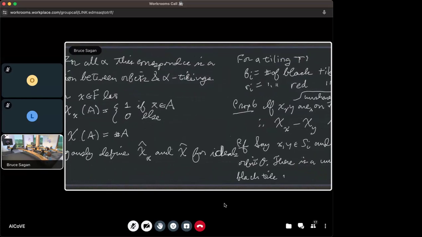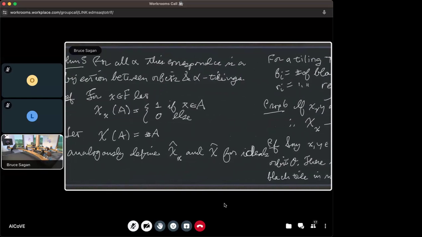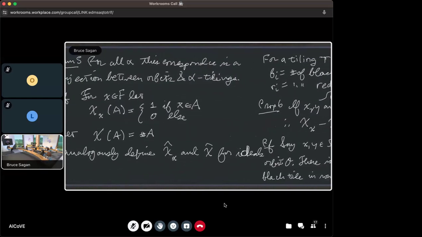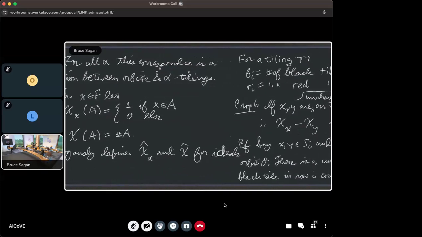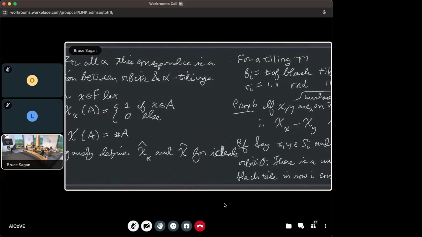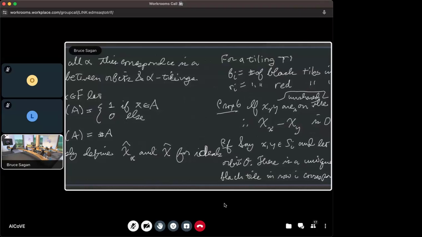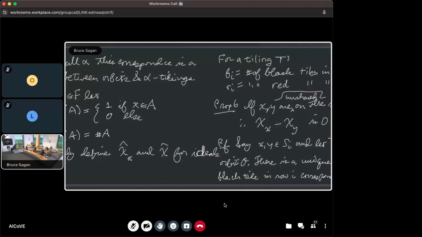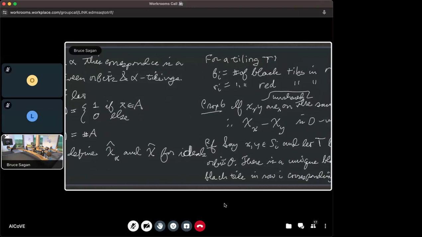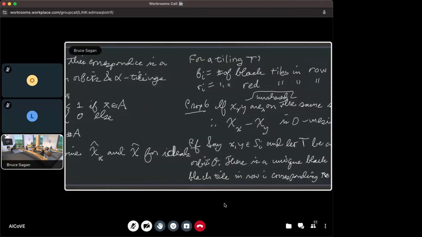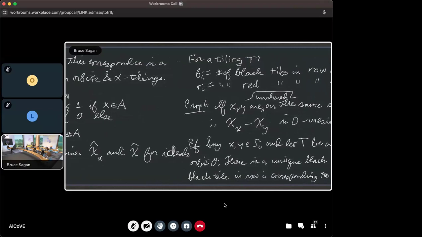Tile in row I corresponding to X. So therefore, the number of times X appears in my orbit is just the number of black tiles in the ith row. Everybody happy with that?